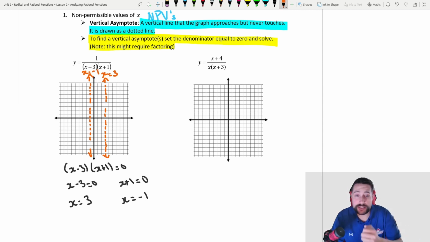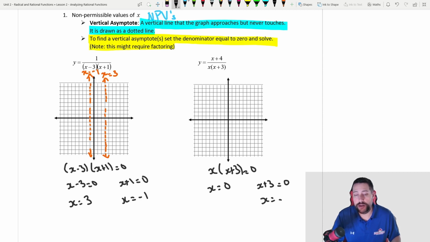For the next example, we have y is equal to x plus 4 divided by x multiplied by x plus 3. So again, we set the denominator to 0, and in this case, we've already factored, so we don't need to factor anymore. So this is x times x plus 3 is equal to 0. That means either x is equal to 0 or x plus 3 is equal to 0, which means another non-permissible value is at x is equal to negative 3. So those are our vertical asymptotes for this example. They will be at x is equal to 0 and x is equal to negative 3.